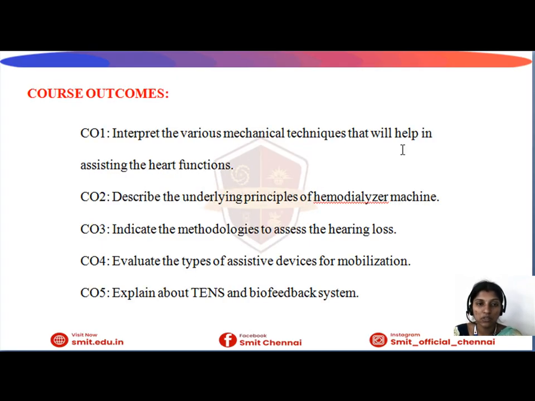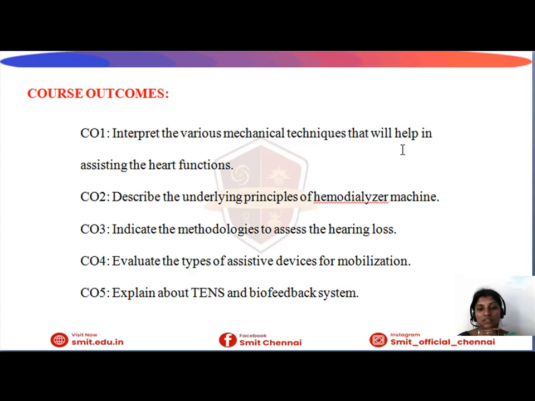These are the course outcomes of the assistive technology subject. Our first outcome of this course is to interpret the various mechanical techniques that help in assisting the heart functioning devices. Second one is to describe the underlying principles of the hemodialyzer machine. We will see the dialyzer unit completely in unit 2.